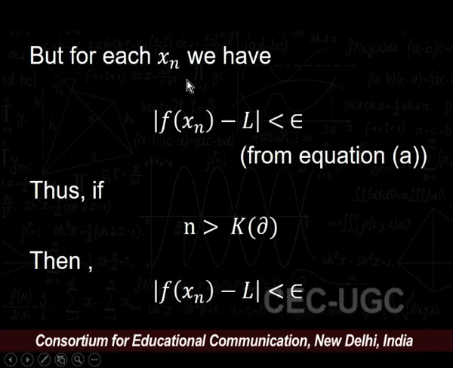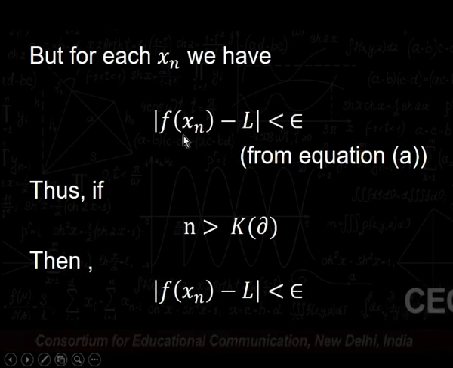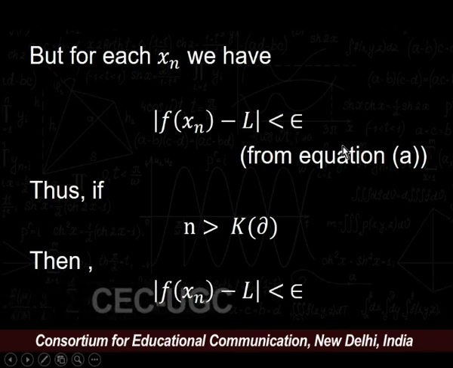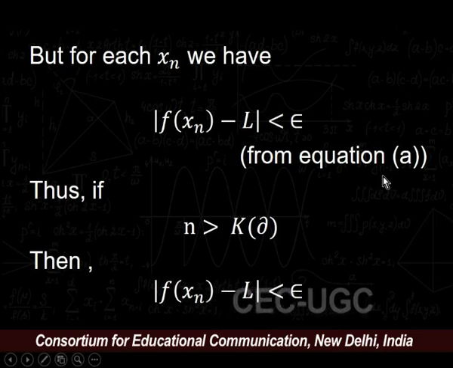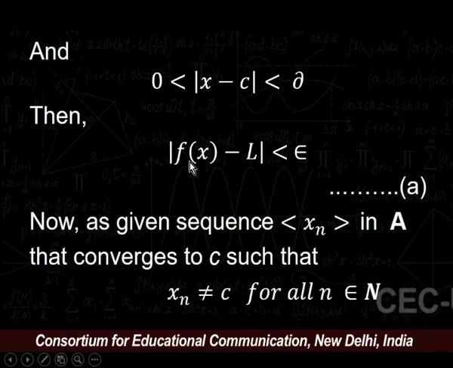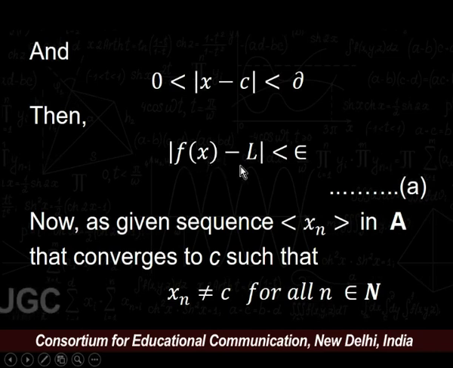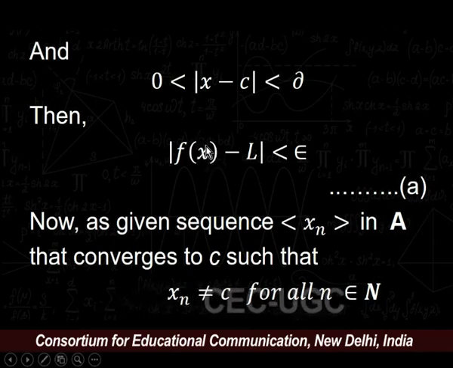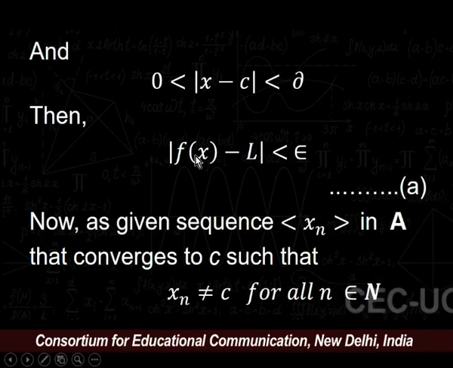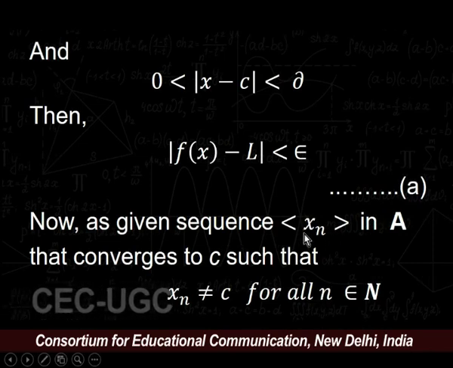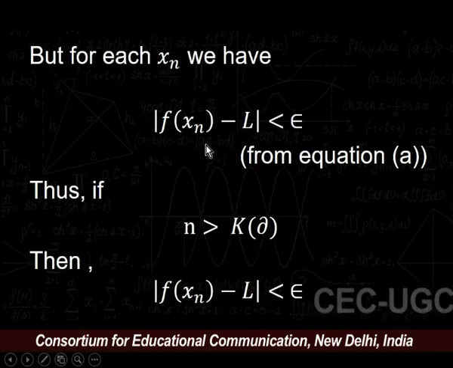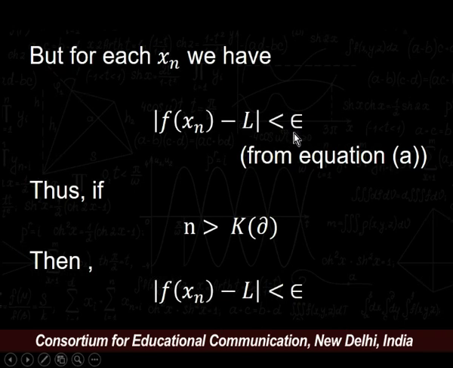But for each xn, we have modulus of f of xn minus L is less than epsilon from equation A. Our equation A is modulus of f of x minus L is less than epsilon for each x belongs to A and x is not equal to C. So, if we talk about xn in A, then we can easily say that modulus of f of xn minus L is less than epsilon.